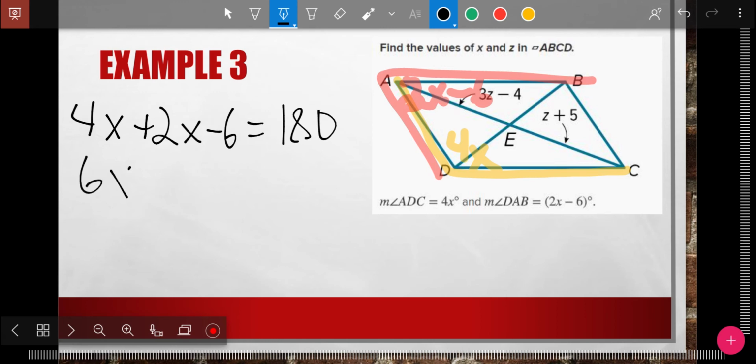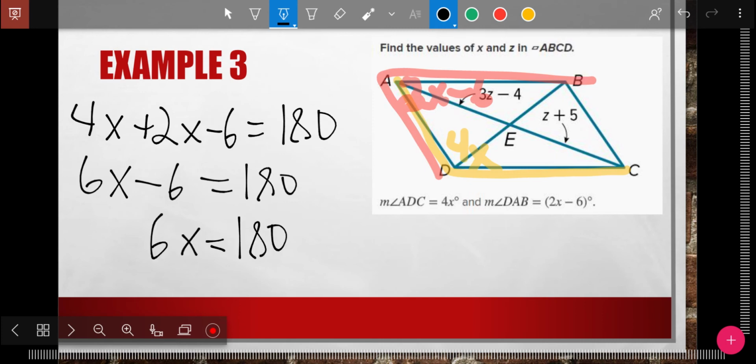So do the math. Add 6 to both sides. I get 186. Divide by 6, I get 31 degrees. So that's x.